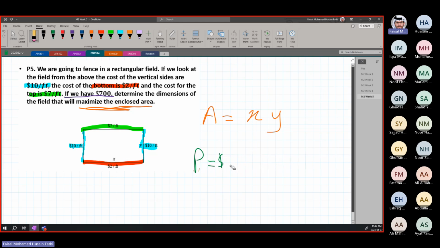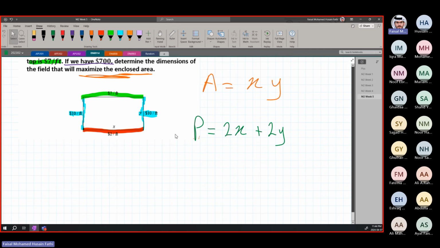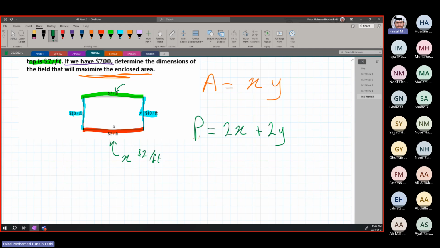ف what is the parameter we have? We'll go back to the cost. What is the parameter that we have? We have a parameter of 2x plus 2y. صح ولا لا؟ 2x plus 2y. This is the parameter that we have. ولكن الحين we need to consider cost لأن احنا هني ال x value is $2 per feet وهني ال x value is كم كان؟ $7 هذا مكتوب $7 per feet.